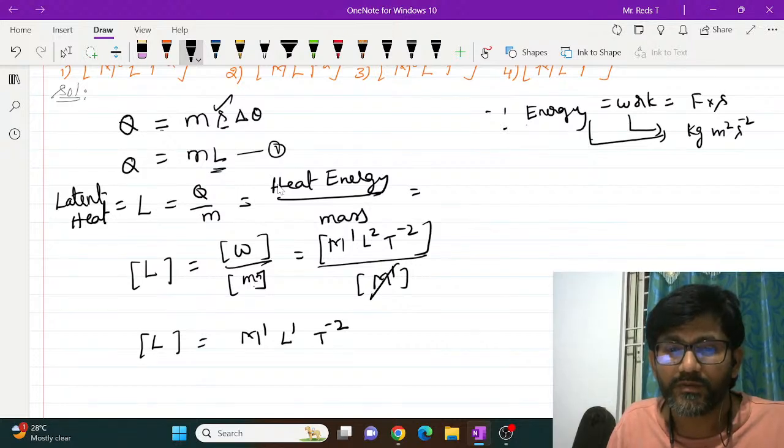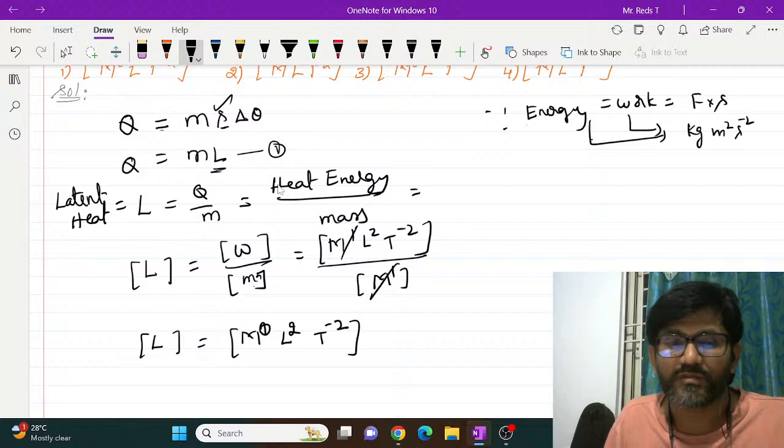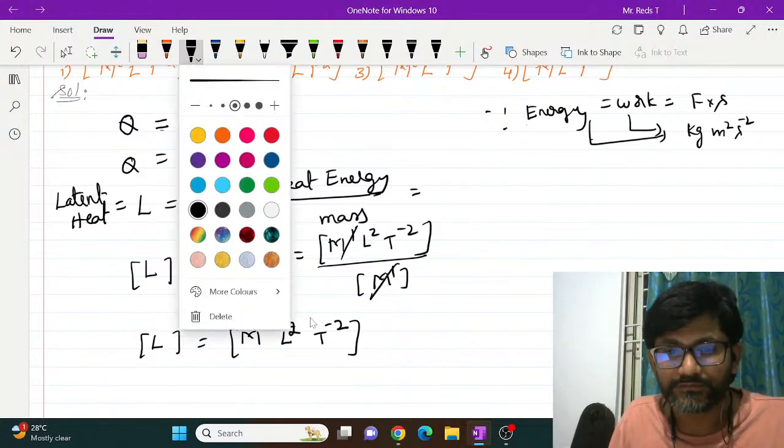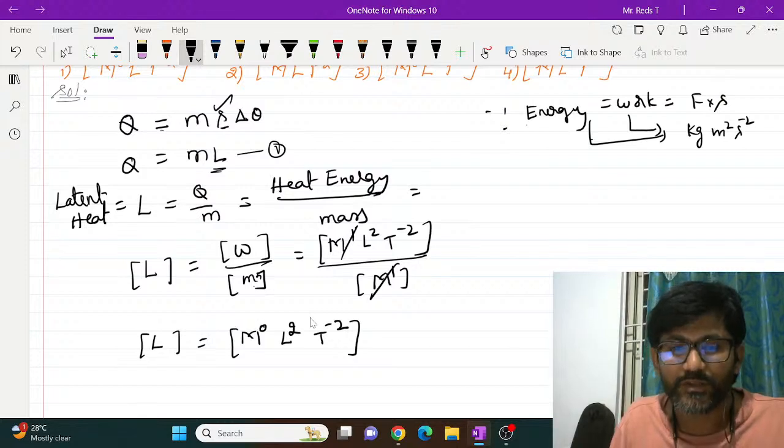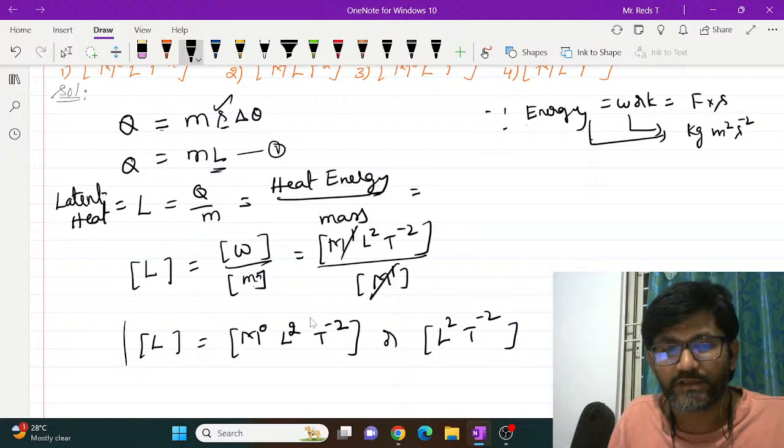So m power 1 gets cancelled, so we'll get m power 0. Yes, m power 0 L power 2 T power minus 2 is the dimensional formula, or simply L power 2 T power minus 2 also you can write. This is how you have to write the dimensional formula of any quantity.